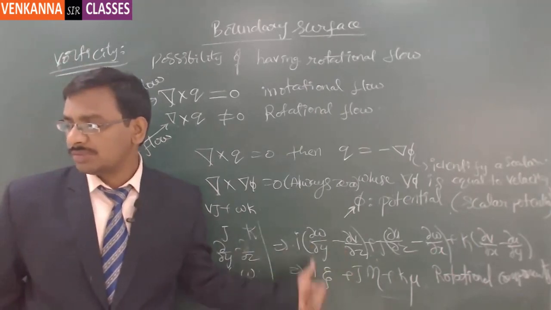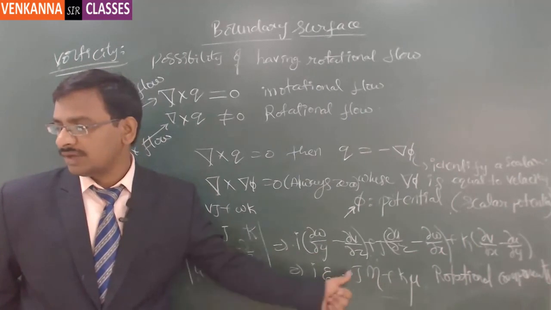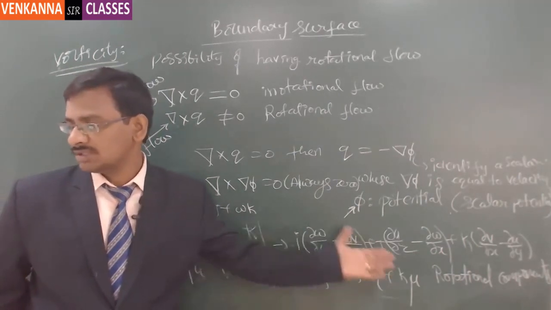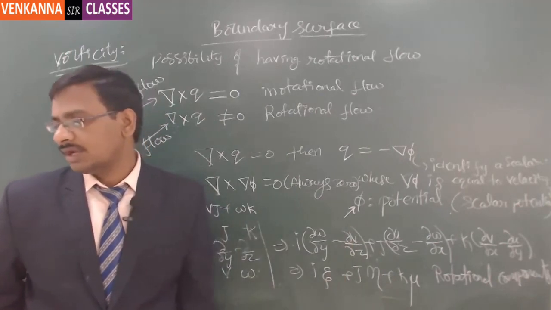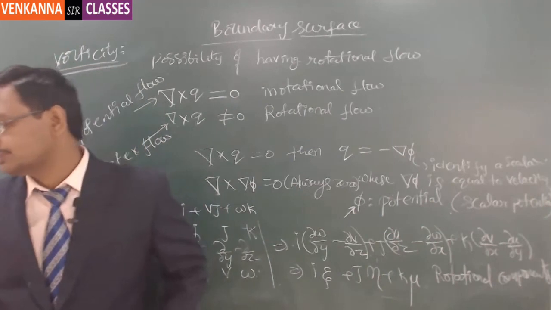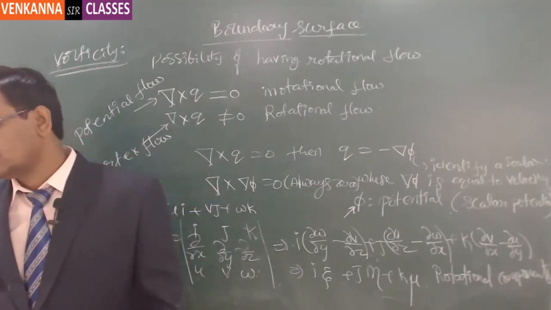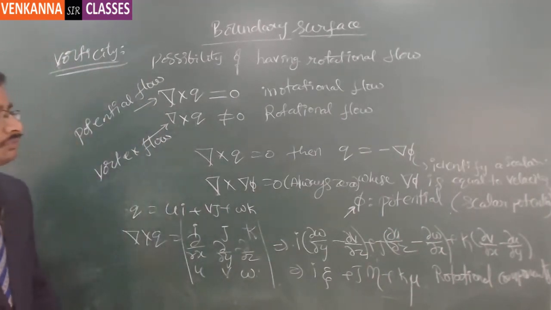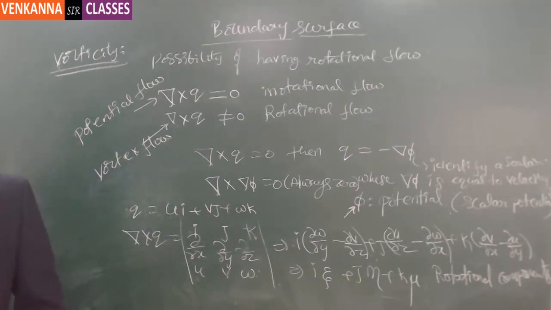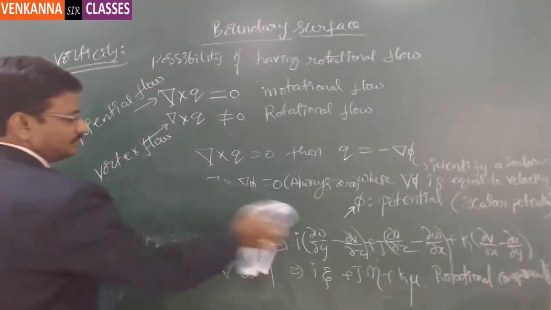These rotational components along the x direction is xi, along the y direction is eta, and along the z direction is mu. So these things are just named like this, rather than writing every time like this, we write this. Note it down. Okay, so now the vortex lines.